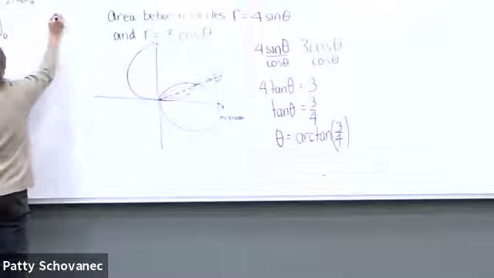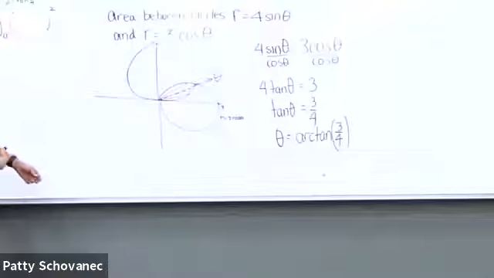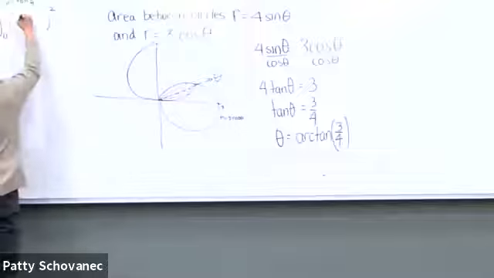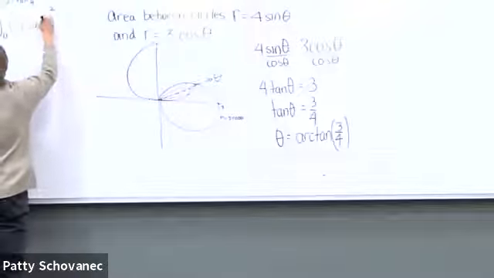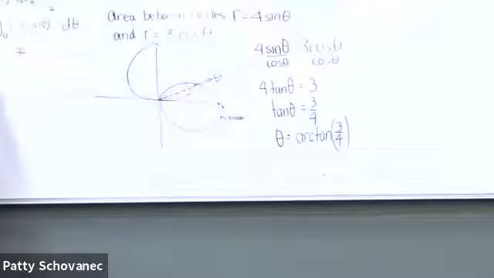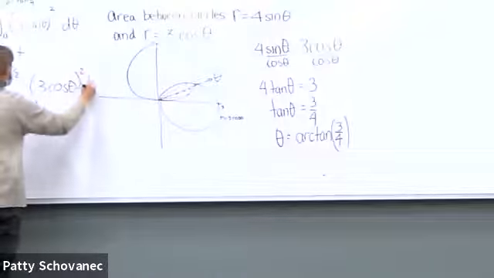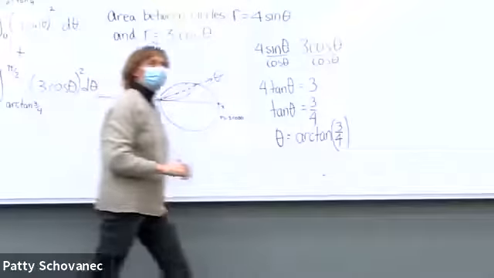Which one do I put here? Sine. 4 sine. I put 4 sine theta there. And then the other one goes from the arctangent of 3/4 to where? Pi over 2, and that's the 3 cosine theta. Is that what you wanted to see?